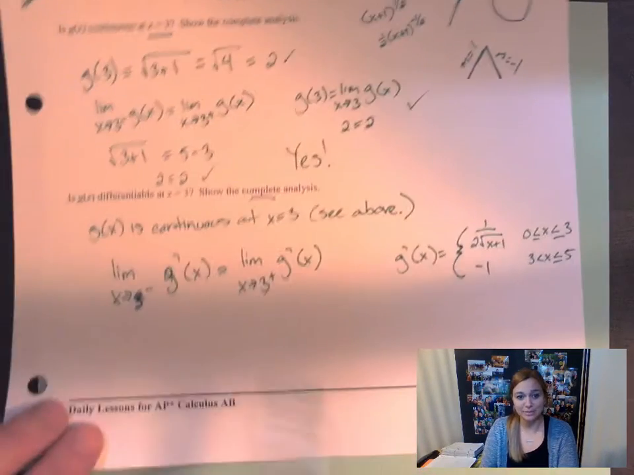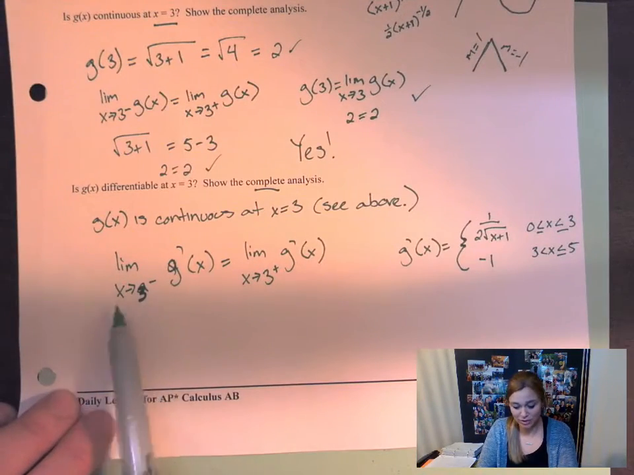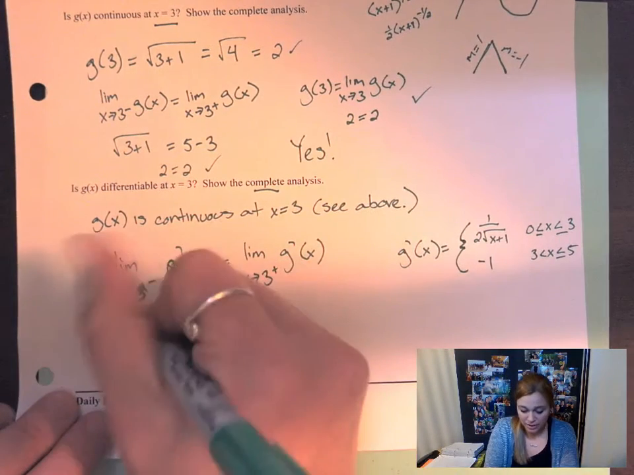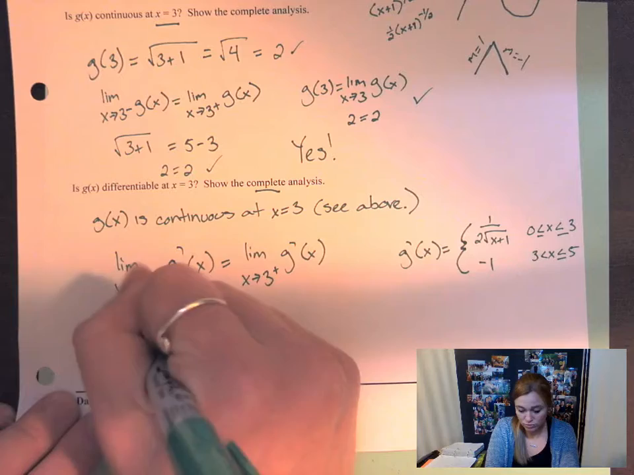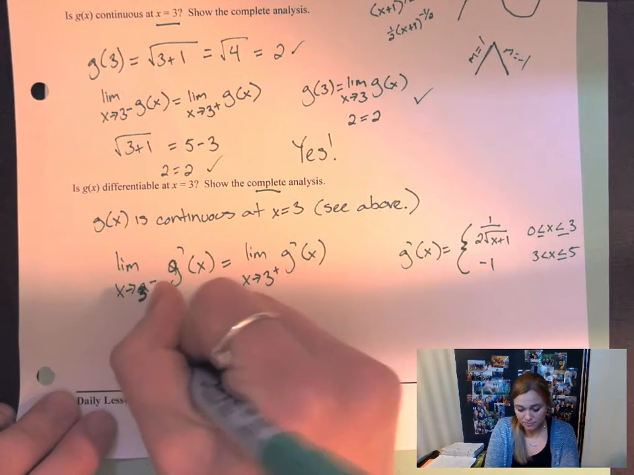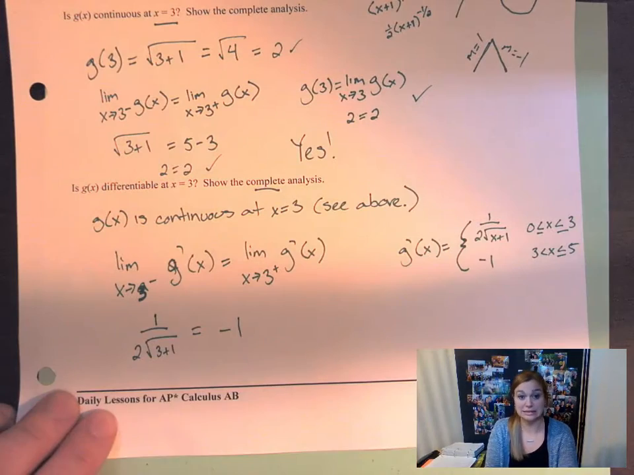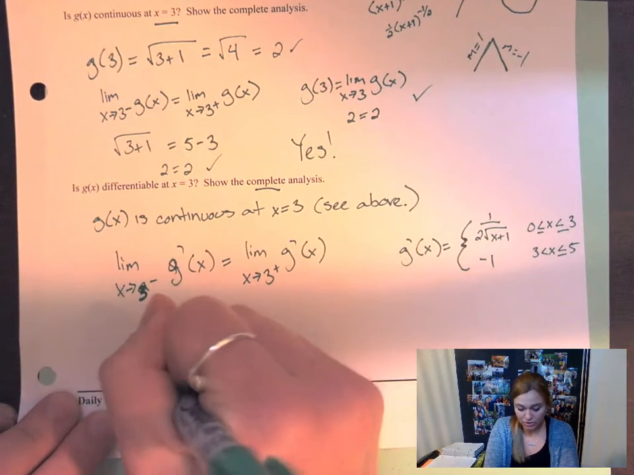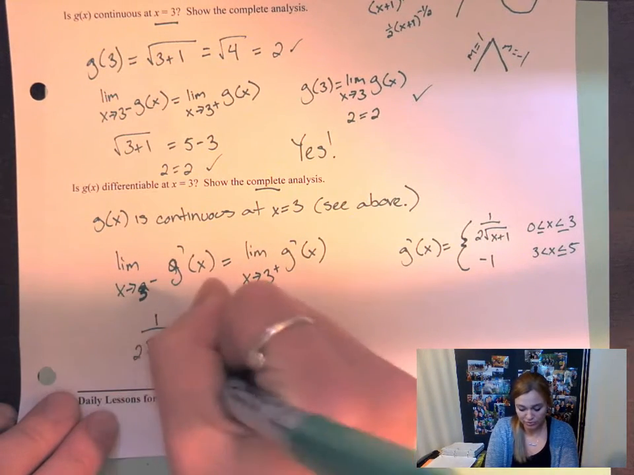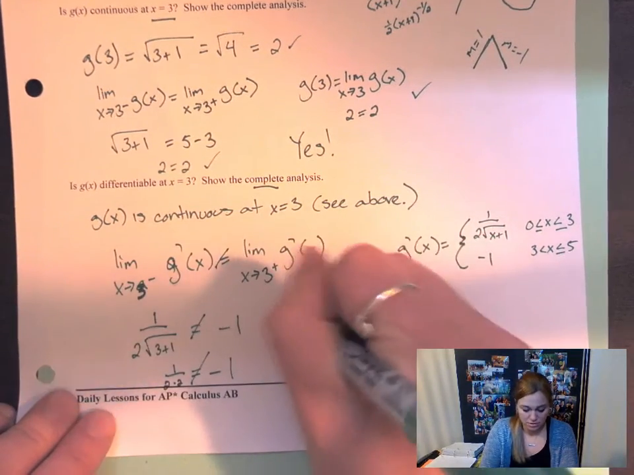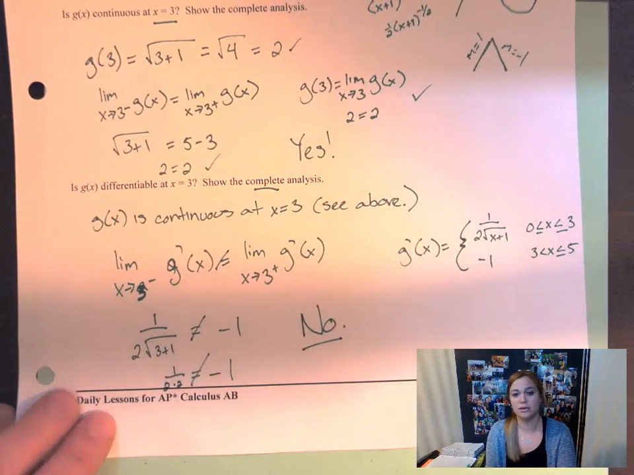And now I can set these up. So I can say the limit as x approaches 3 from the left of g prime, substitute in 3. So I get 1 over 2 square root of 3 plus 1. And is that equal to negative 1? It's not looking good. 1 over 2 times 2 is 1/4, which is not equal to negative 1. So we're going to say, sadly, no.